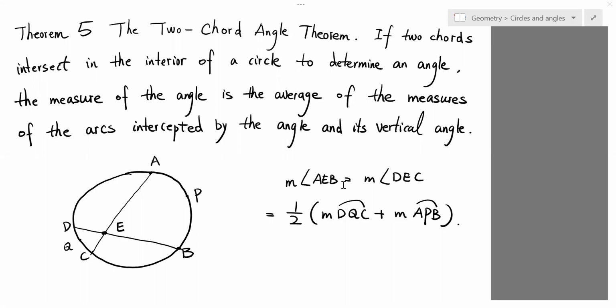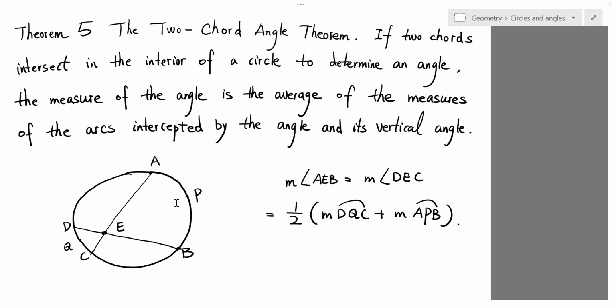The inscribed angle theorem can be used to prove a series of theorems relating some angles and circles on the Euclidean plane. Let's work on one of those theorems. The following theorem is called the two chords angle theorem. It says that if two chords intersect in the interior of a circle to determine an angle, the measure of the angle is the average of the measures of the arcs intercepted by the angle and its vertical angle.